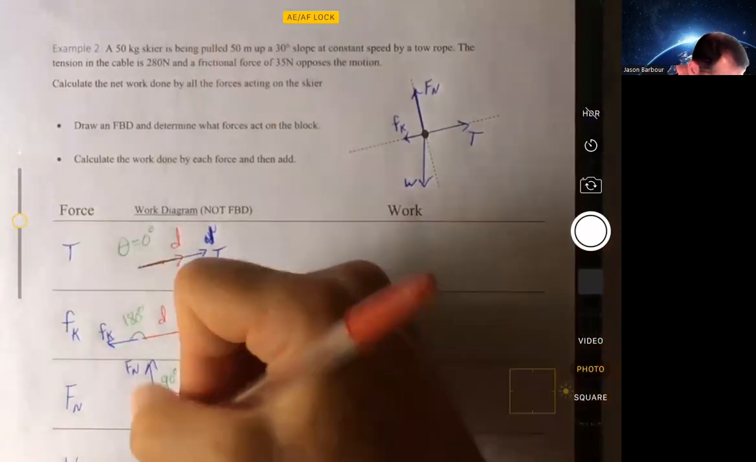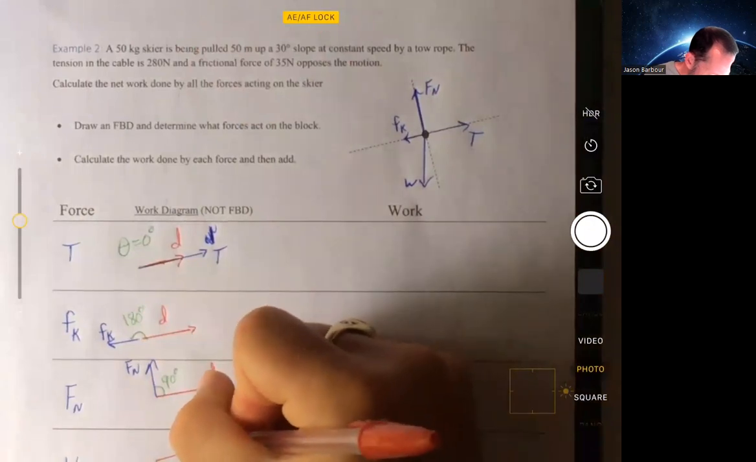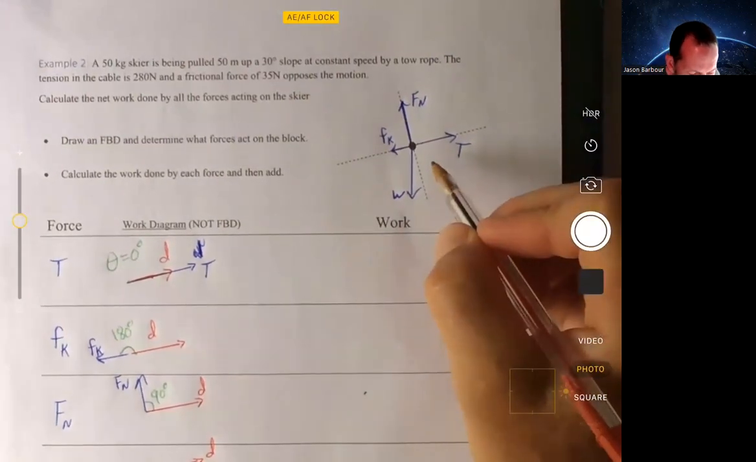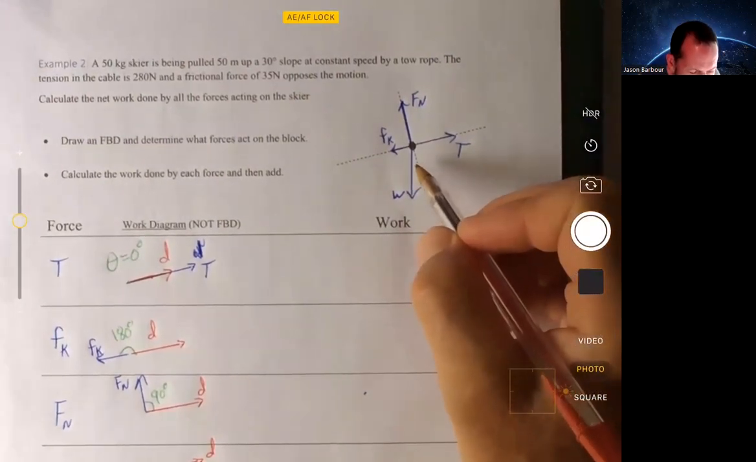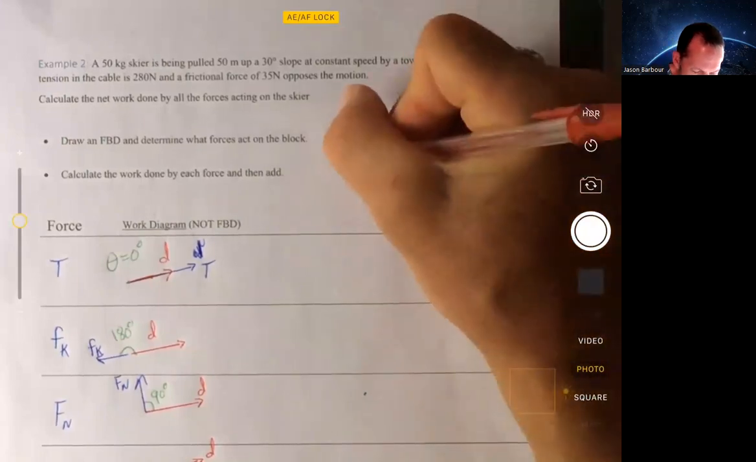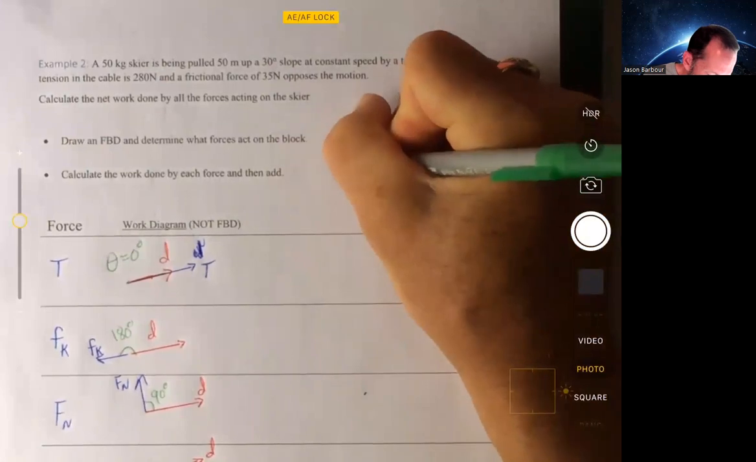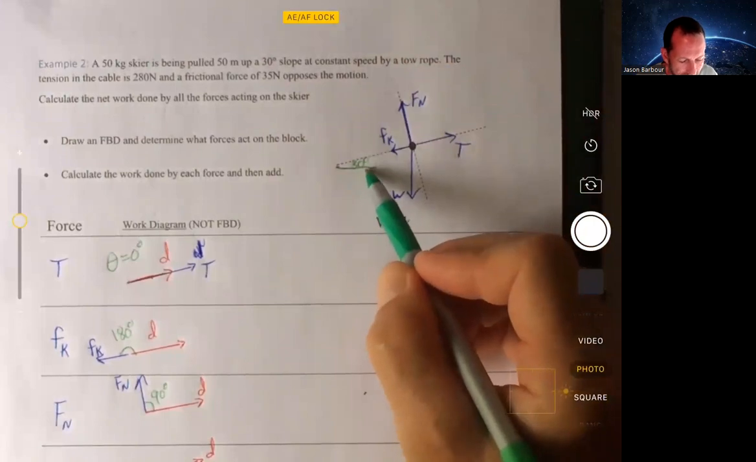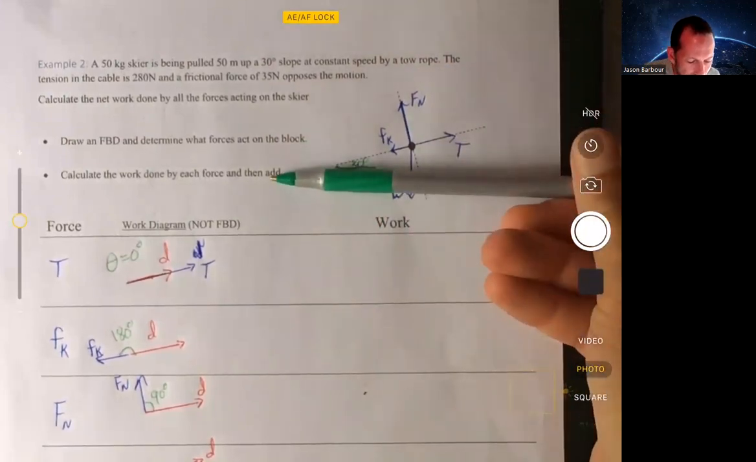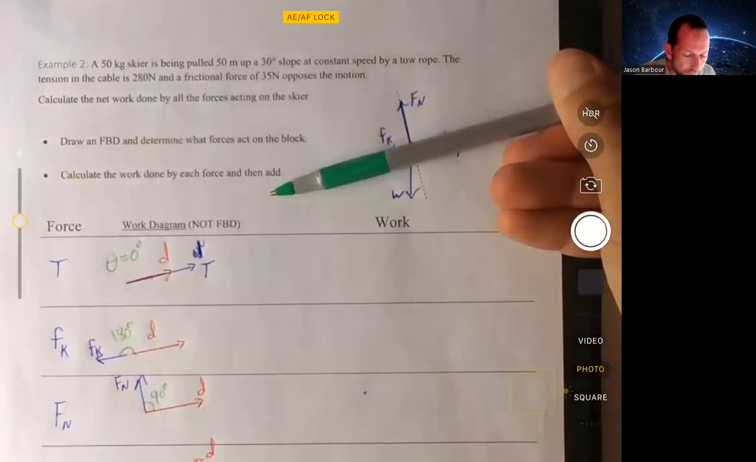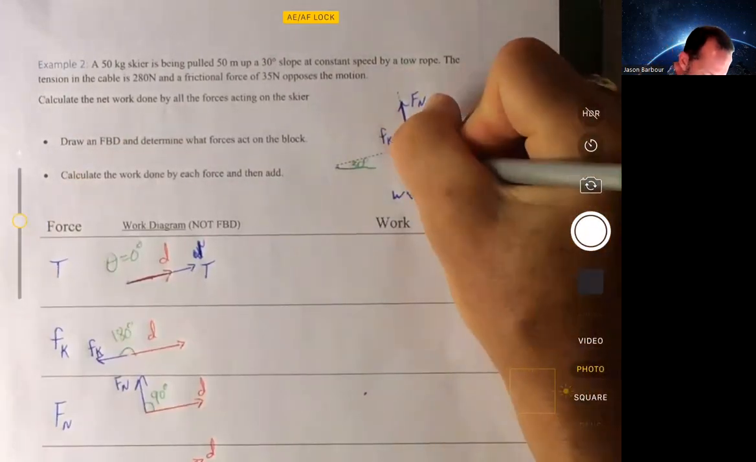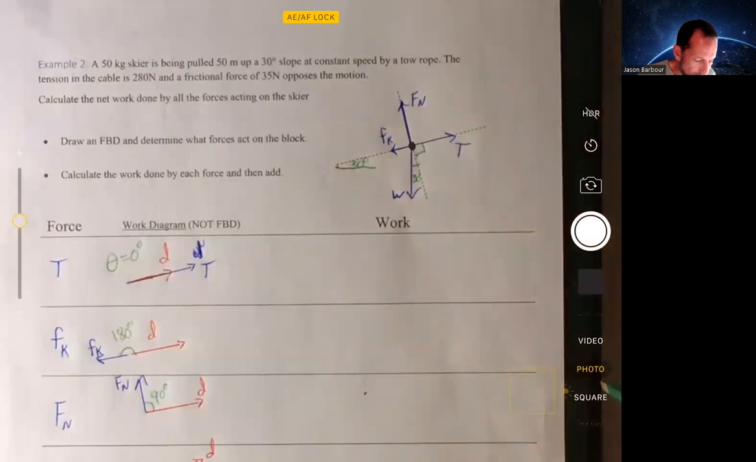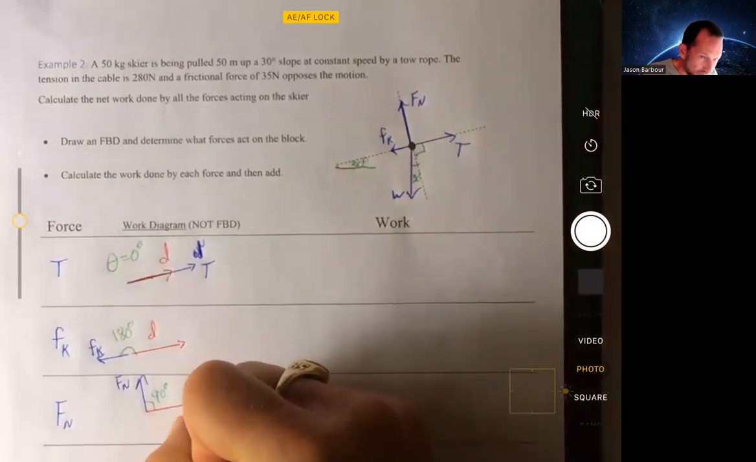And the weight is going straight down. And the displacement is going like this. And this is the hardest one probably in this problem to get the angle on. But if we look up here, we know that the slope is 30 degrees from horizontal. So if this axis is 30 degrees off of what the standard x-axis would be, horizontal, we're tilted 30 degrees from that. That means the y-axis is 30 degrees from its typical position as well. So that's 30 degrees and this is 90. So that means this is a 120 degree angle.